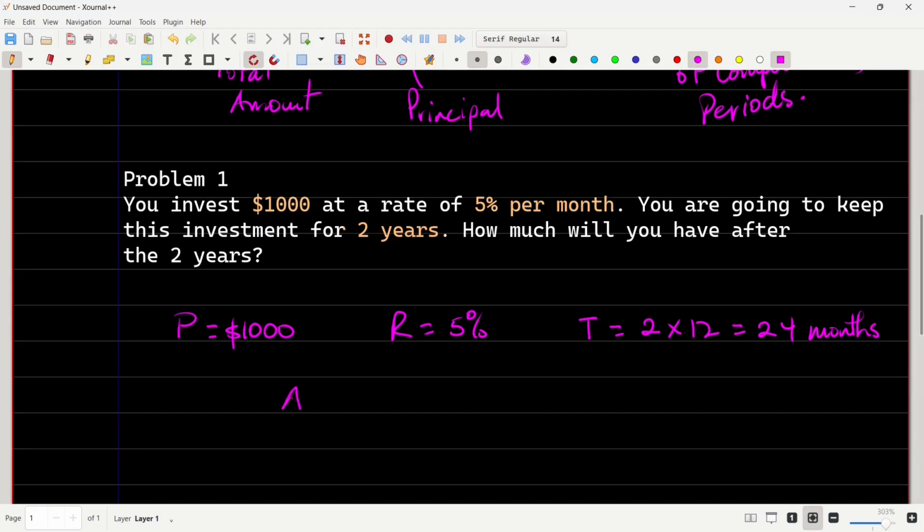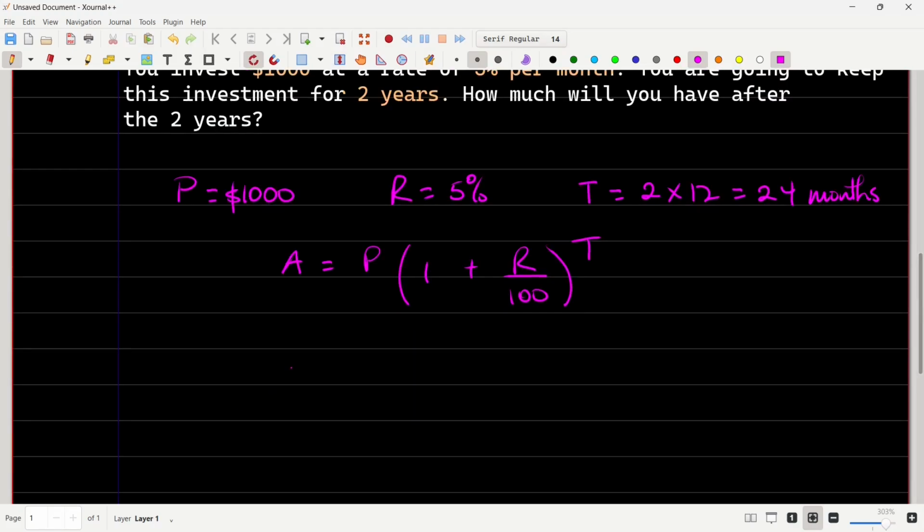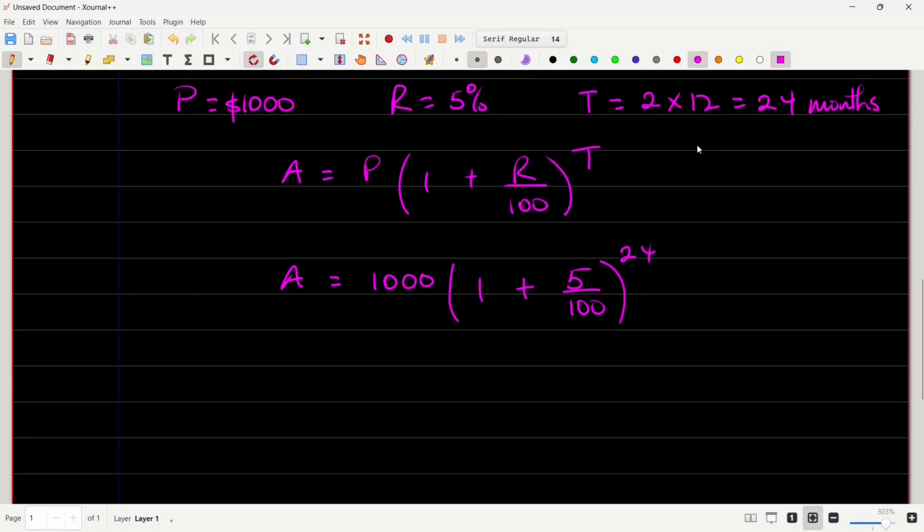So the formula is A is equal to the principal, open bracket, 1 plus the rate divided by 100, raised to the number of time intervals. And we can see right away that the amount would be equal to 1,000 into 1 plus the rate of 5 over 100, close bracket, and then raised to the power of 24. Now, you would have to check this on your calculator.